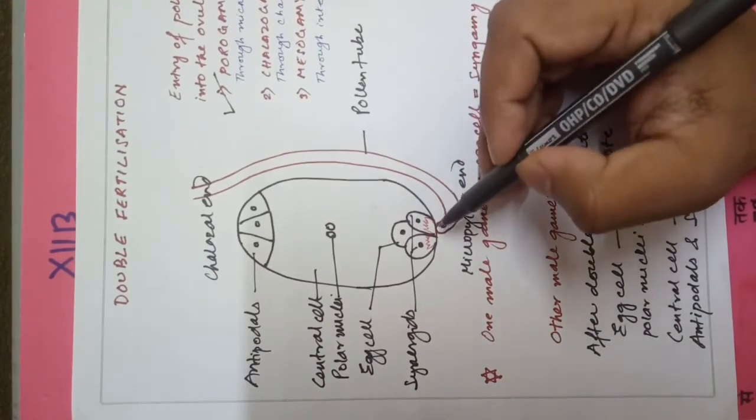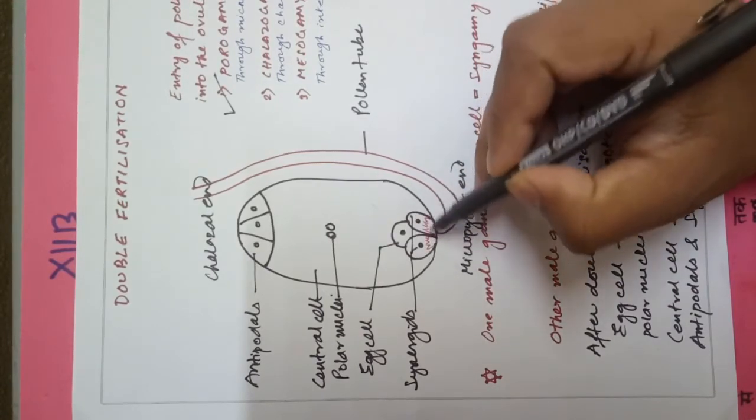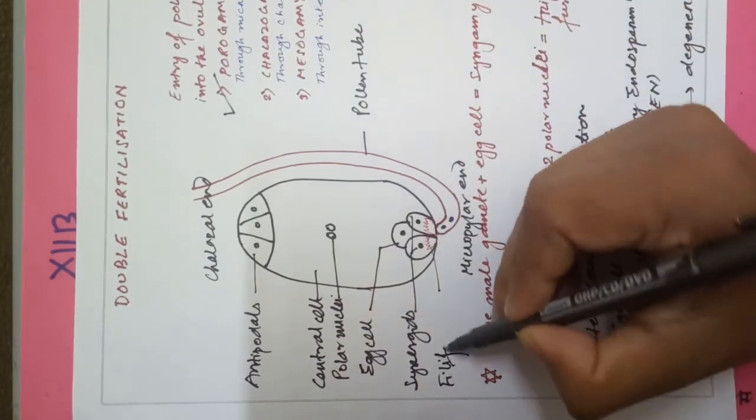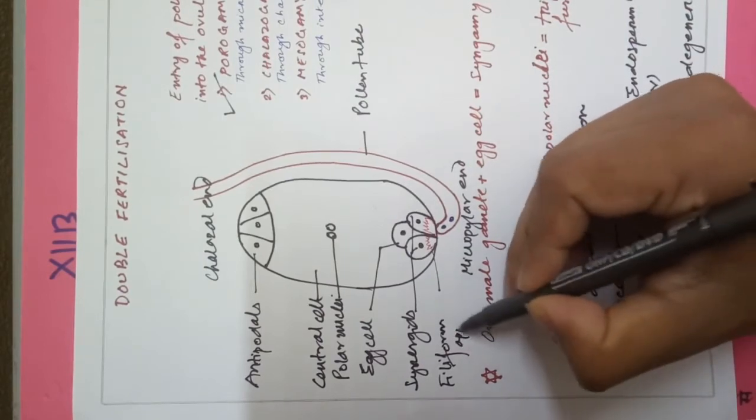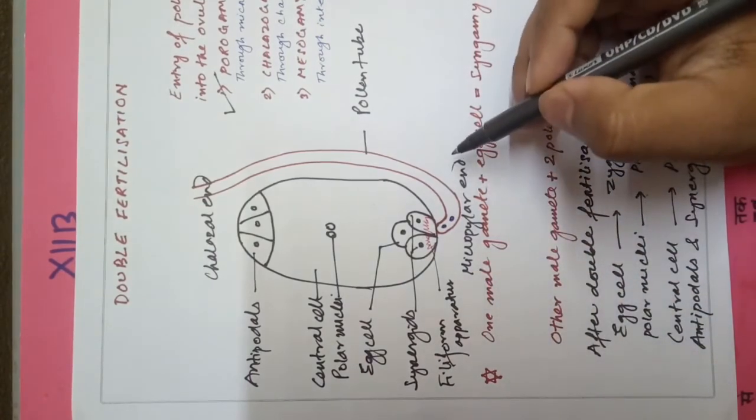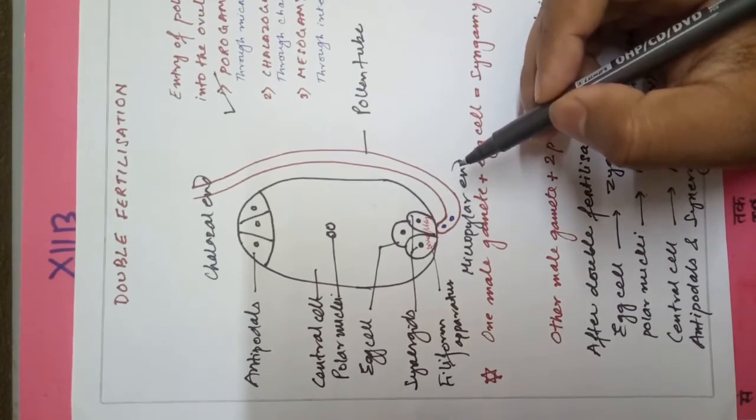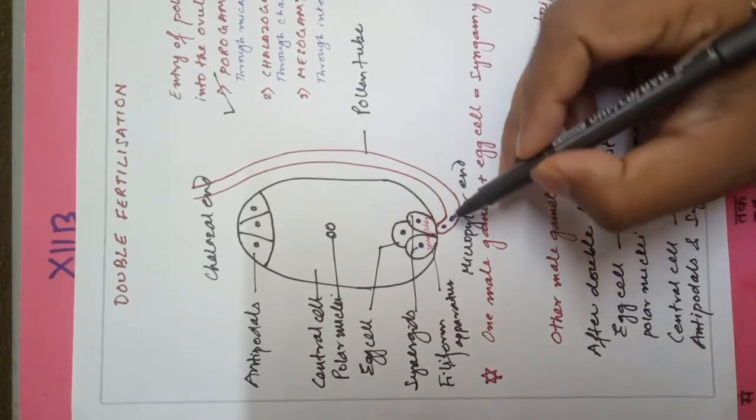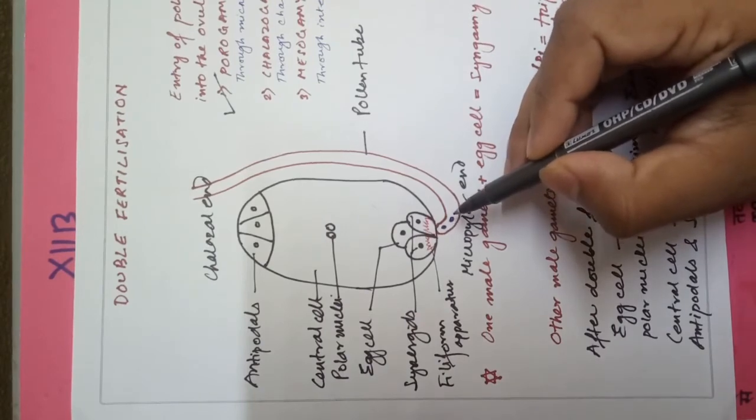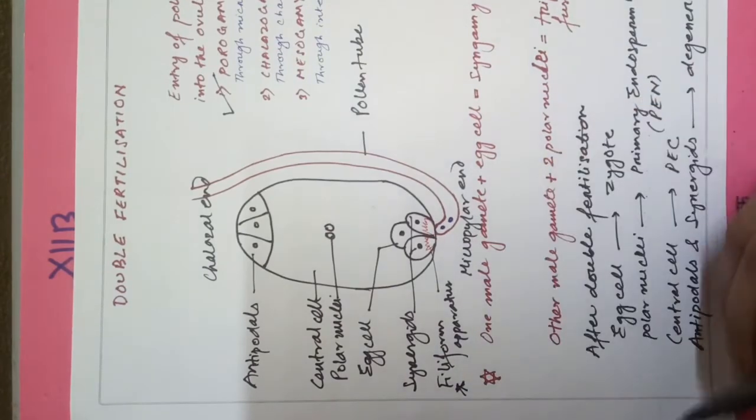Now look very carefully. These two synergids have certain thickenings here at the end. These thickenings are called the filiform apparatus. The filiform apparatus guides the entry of the pollen tube into the embryo sac and helps in the collection of the male gametes. These two are male gametes. A very important question is asked on this filiform apparatus.